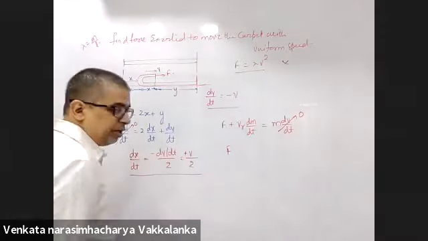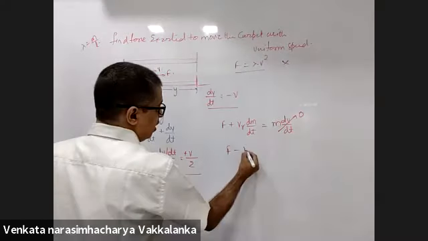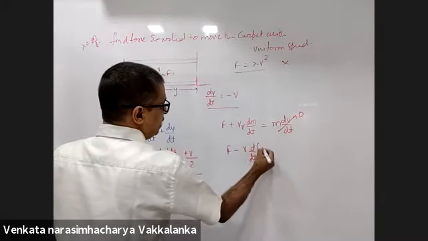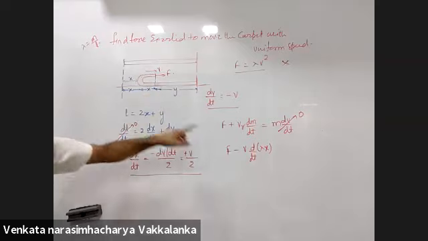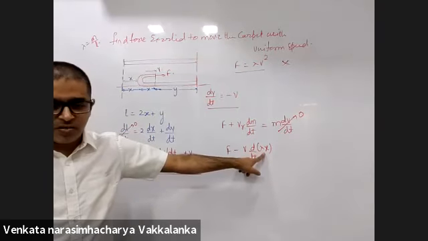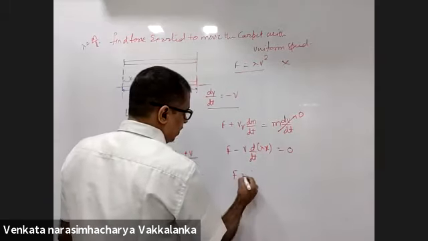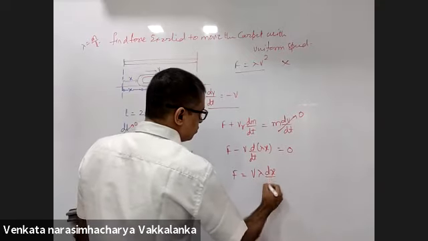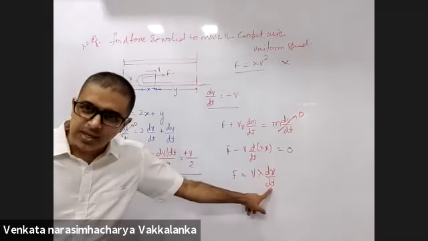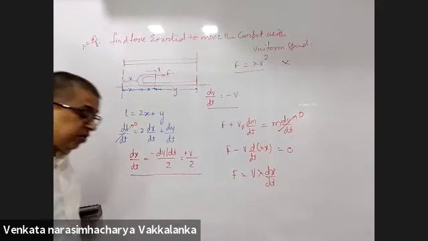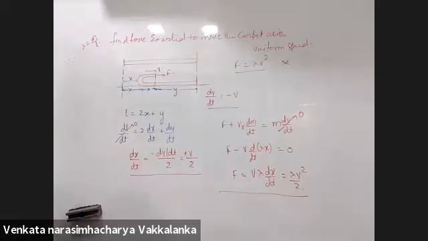What is the force you need to exert? F minus Vr, where Vr is V, times d by dt of lambda x, should be equal to 0. How much is the mass which is moving? Lambda into x. So F is equal to V lambda dx by dt. This answer would have been correct if dx by dt was V. Here dx by dt is V by 2, that is the catch in it. Lambda V square by 2 is the answer.